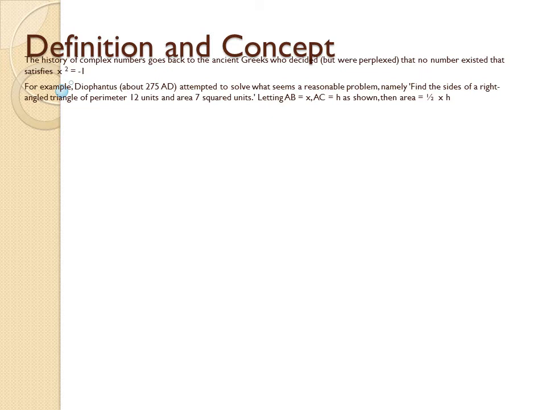Diophantus, about 275 AD, attempted to solve one very good problem: find the sides of a right angle triangle of perimeter 12 units and area 7 square units. This is a very simple problem. We have dealt with these things in class 8, 9 or 10. For a right angle triangle, we know that hypotenuse square equals base square plus perpendicular square, and we have resolved many problems with right angle triangles.